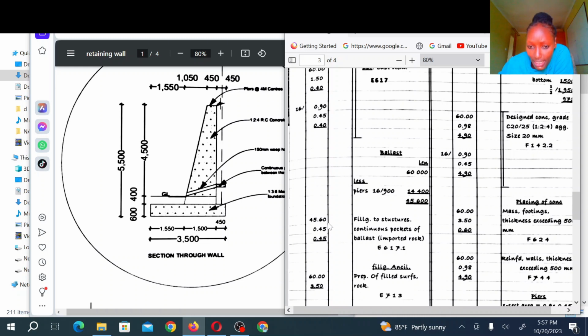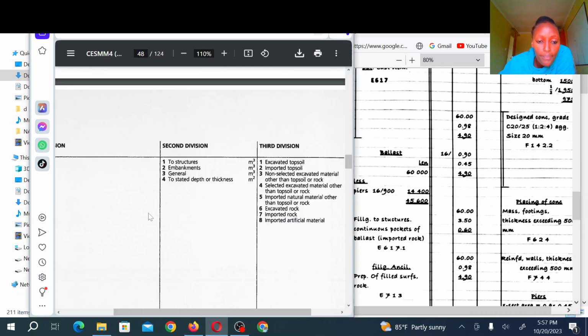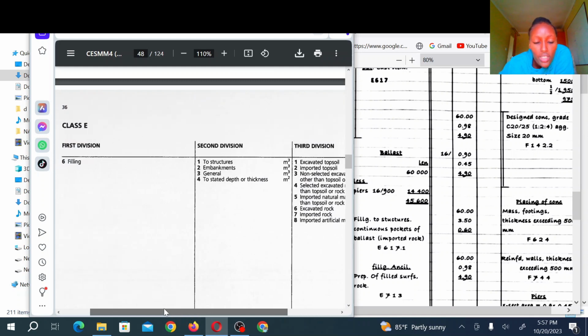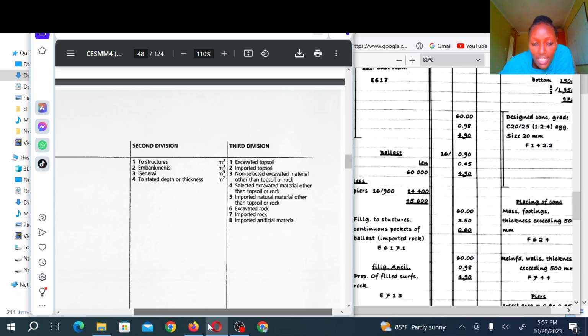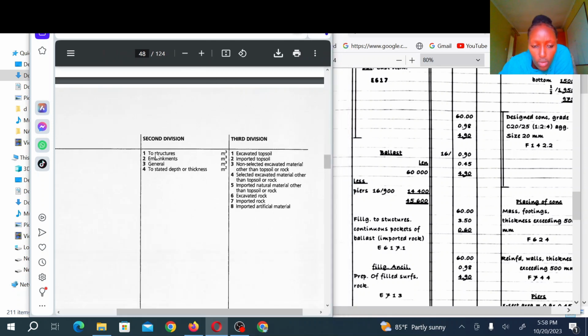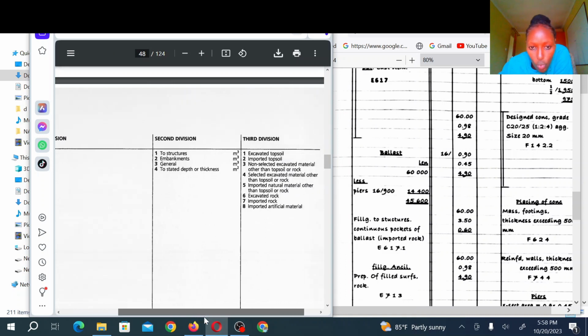So 45.6. Then we shall multiply by 0.5 for the length of the continuous pocket and 0.45 for the thickness of the continuous pocket. Then in this one, we shall find it in filling. In the CESMM, go to CESMM. In filling, you see, we shall fill to structures because it's the retaining wall. Then we shall do, let's reduce this. We shall do filling to structures, that is EC1.